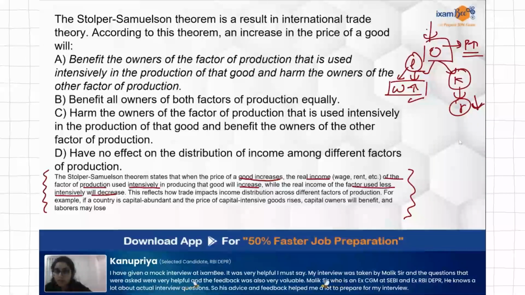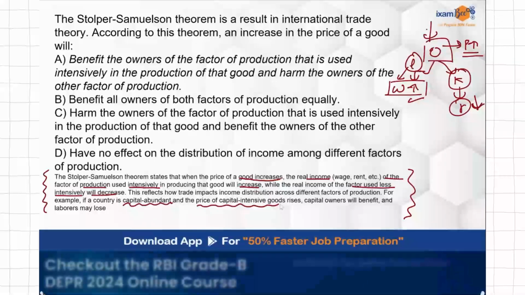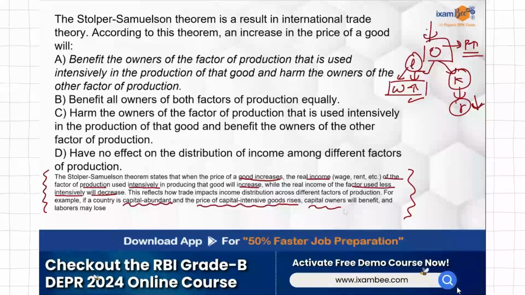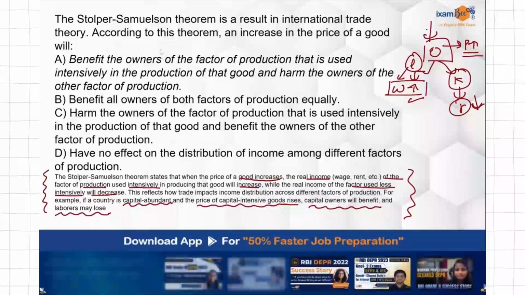This reflects how trade impacts income distribution across different factors of production. For example, if a country is capital abundant and the price of capital intensive good rises, the capital owner will benefit and laborers may lose. So in this case, we need to choose the correct option now, given the definition we have.